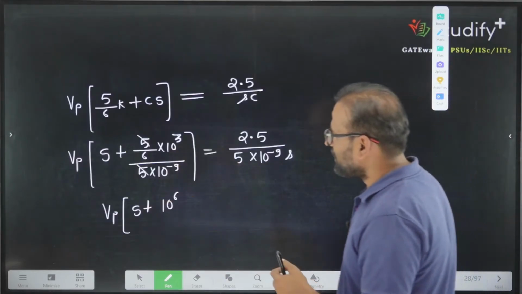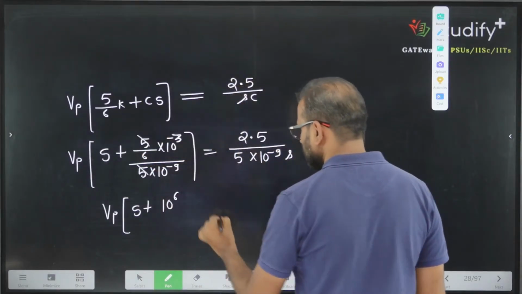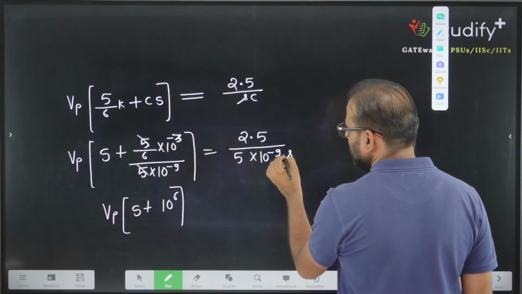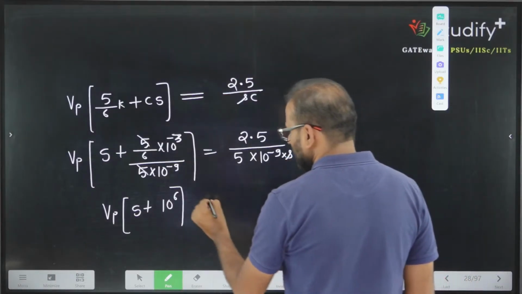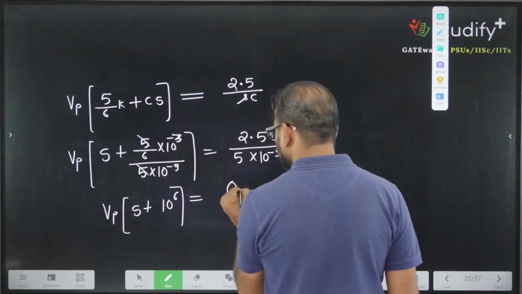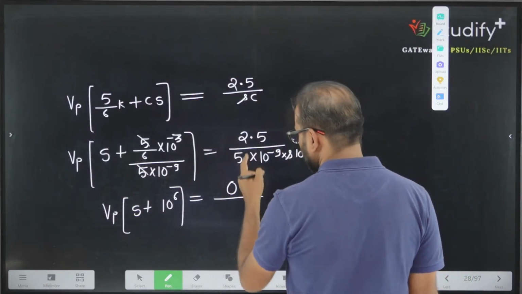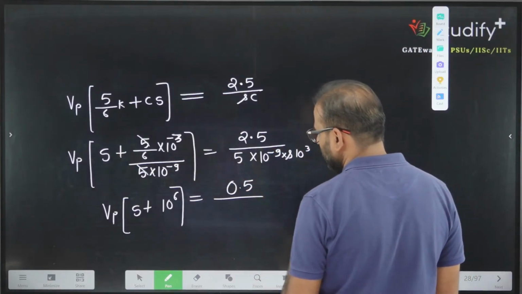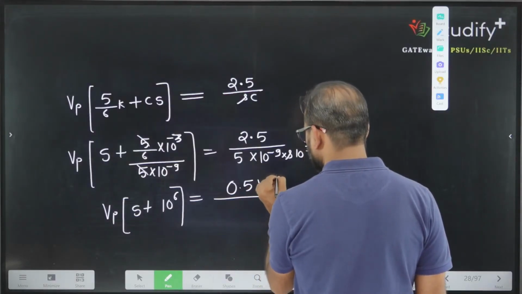Okay, this value is 5 by 6, 10 raised to the power minus 6. So this is plus 6, and here this value is also in K, so you can write 10 raised to the power 3. So this is 0.5 into... 0.5 divided by 2.5 divided by 5 is 1 by 2, 0.5 into 10 raised to the power 6.